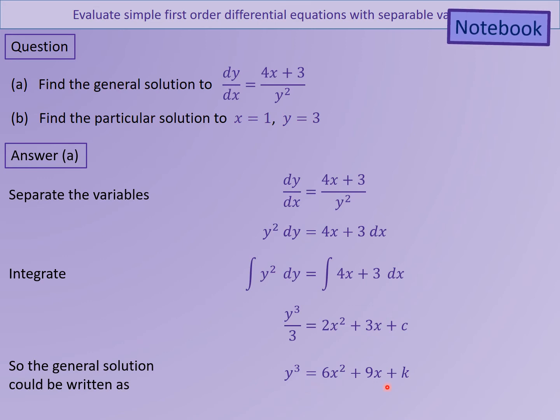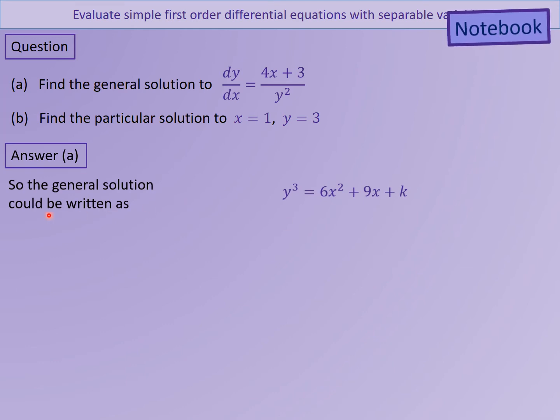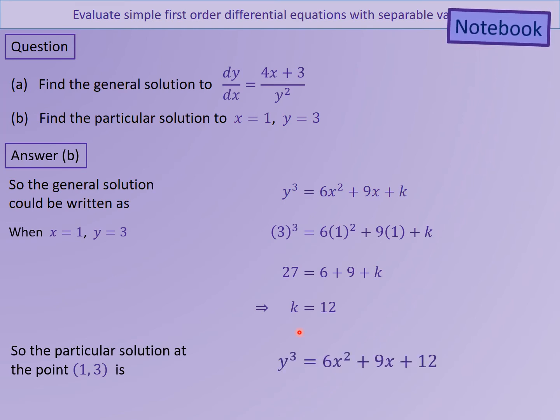Right, so I've got my general solution. Now I could potentially be thinking about what to do next. Okay, I've got my general solution. How do I get my particular solution? I just need to put in these two values to work out the value k. So 1 and 3, substitute them in. Y equals 3 when x equals 1. Bit of rearranging, and out pops k equals 12. So now I've got k equals 12. I can rewrite my equation and get the particular solution. And there we go. Y cubed equals 3x squared plus 9x plus 12, sorry.